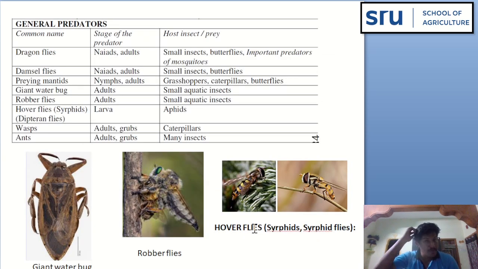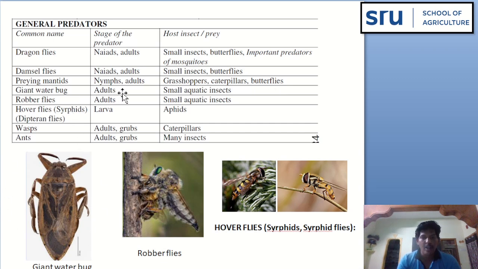Next, general predators. Dragonflies feed on small insects, butterflies, and they are important predators of mosquitoes. Their nymphs and adults are predatory. In case of damselflies, nymphs and adults are predatory on small insects and butterflies. Next, praying mantids, here nymphs and adults are predatory on grasshoppers, caterpillars, butterflies.